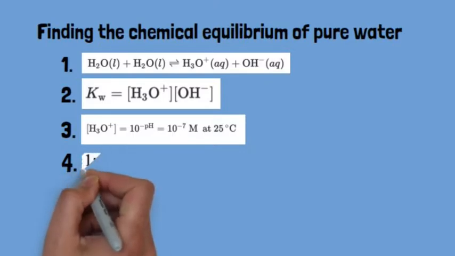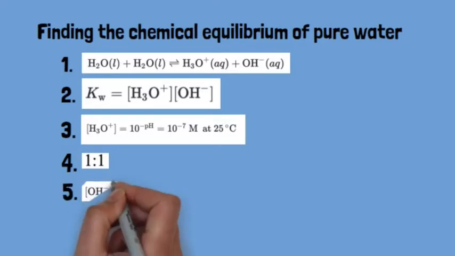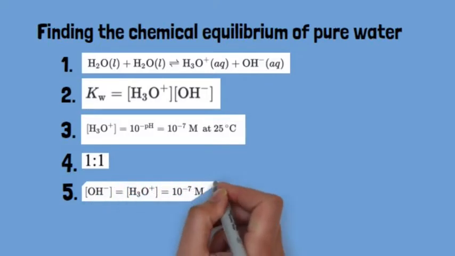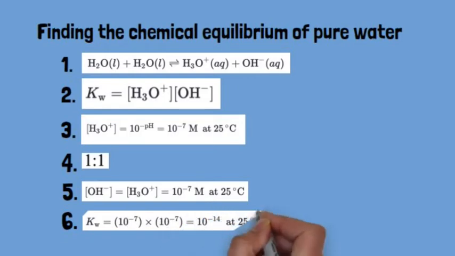Step 4 is recognizing the molar ratio. Hydronium and hydroxide form a 1:1 molar ratio during the autoionization of pure water. Therefore, we can use that relationship to calculate the concentration of hydroxide in pure water at 25 degrees Celsius. Step 6. Now that we know OH- and H3O+, we can multiply these values to calculate Kw at 25 degrees Celsius.